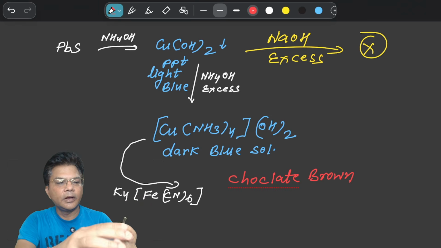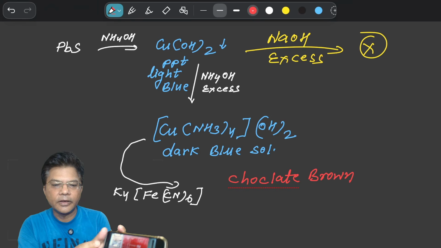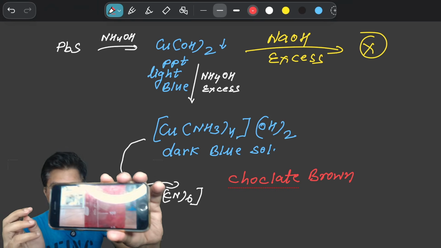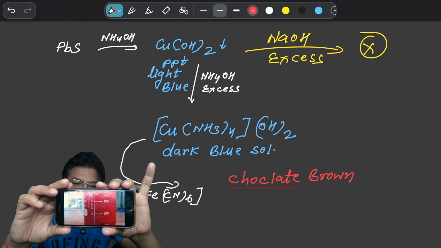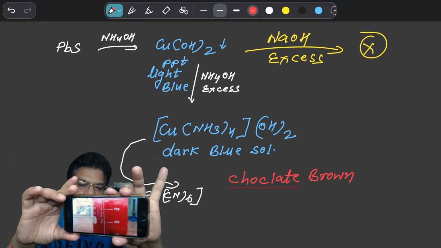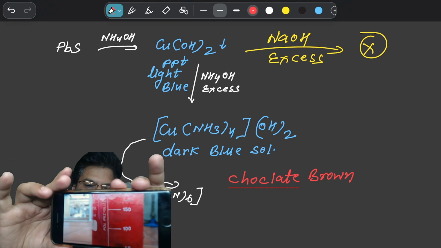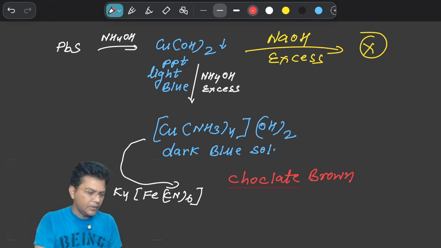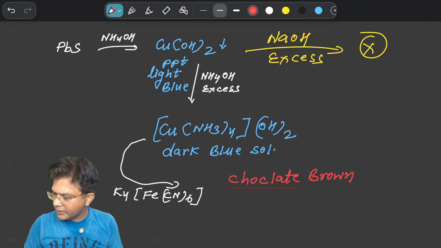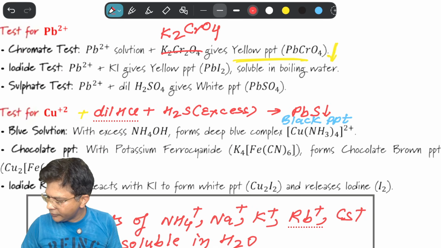Let me enlarge it. Now see, is it visible? Yes, sir. So this is the color you have to remember, the chocolate brown color. Okay, chocolate brown. Now, my dear students, let me go back. What was written over there?